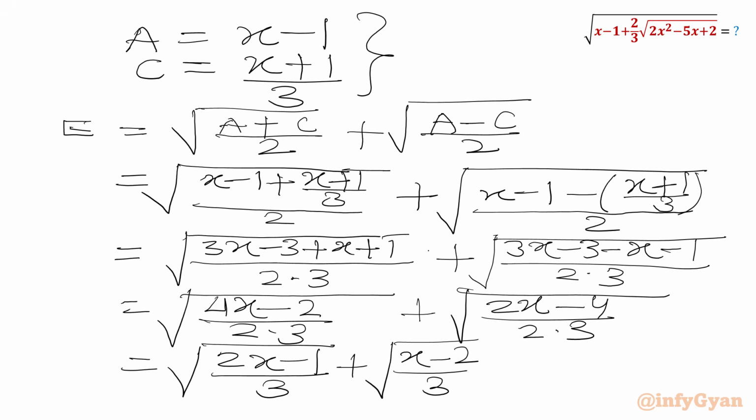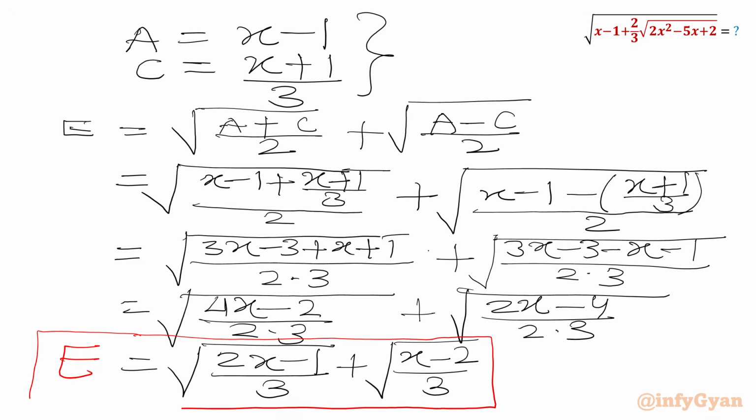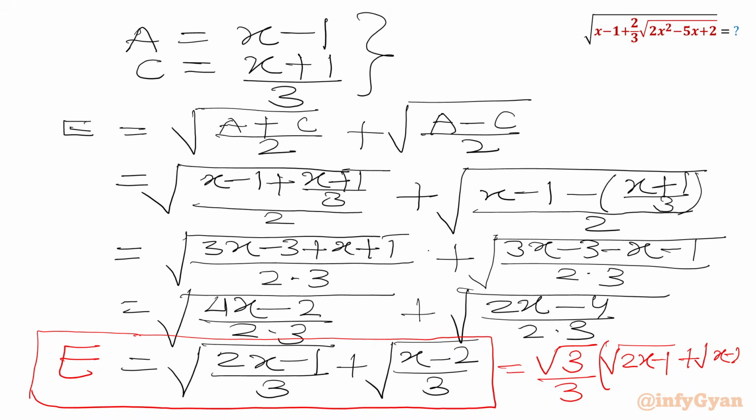Now we can rationalize our denominator as we have square root 3 in the denominator. So this will be our answer, or we can write our answer after rationalization of our denominator root 3. We can get root 3 over 3 in bracket square root 2x minus 1 plus square root x minus 2. So we can write our answer in both the forms.